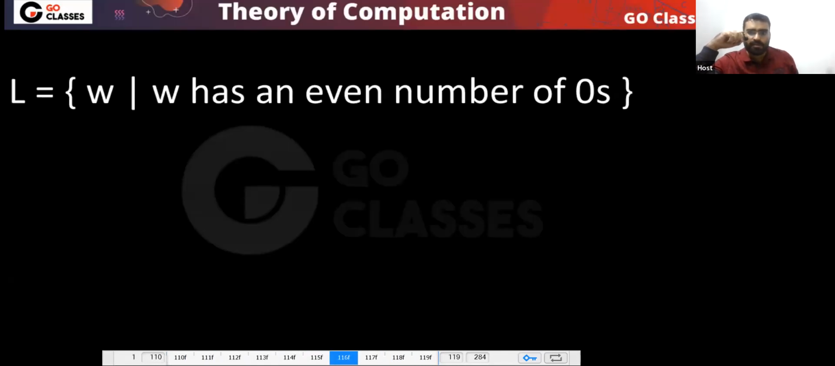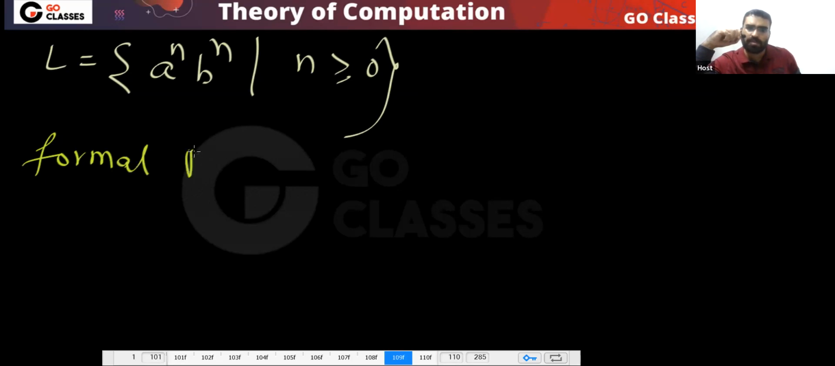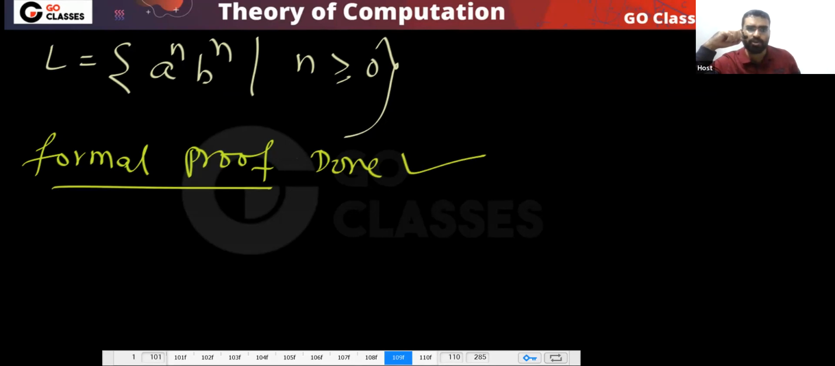Before going to the next language, can you notice what is happening in this language? The language is a power n, b power n, where n is greater than or equal to 0, or maybe 1. We have seen the formal proof that this is non-regular. But informally, why is it non-regular?